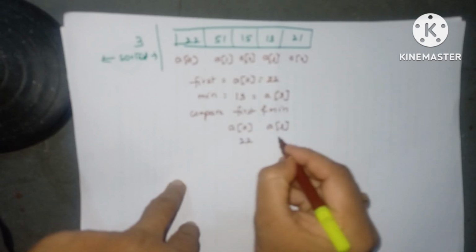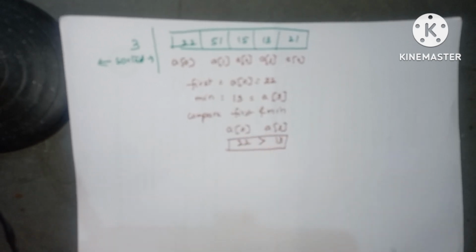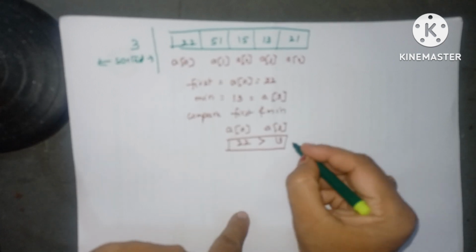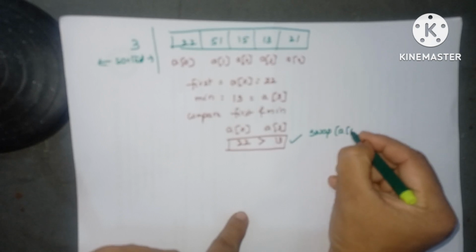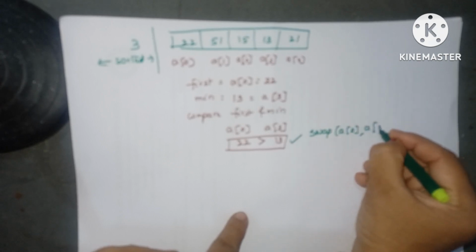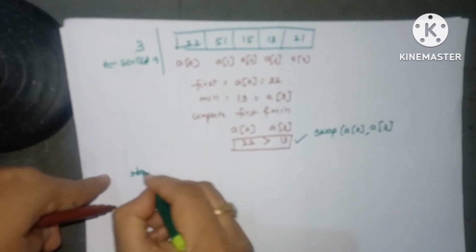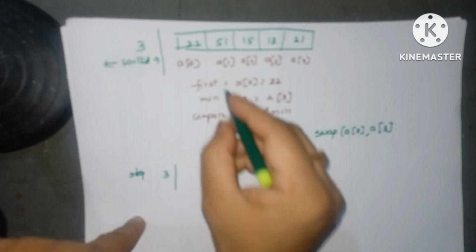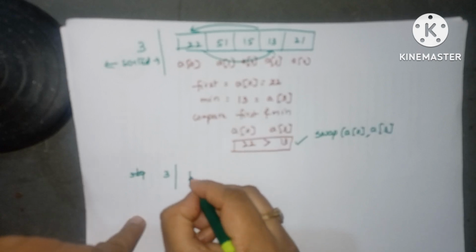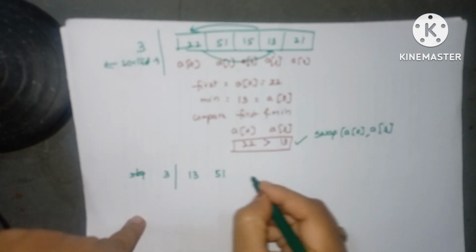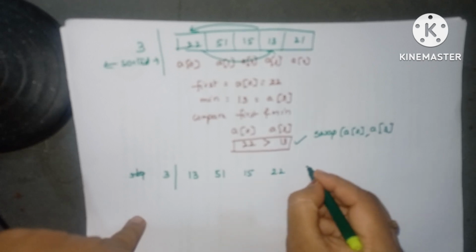A of 0 is 22, A of 3 is 13. 22 is greater than 13. Whenever the A of 0 value is more than the minimum value at A of 3, just swap it. Swap the A of 0 position and the A of 3 position. After swapping, 22 is coming here and 13 is swapped to here. So 13, 51 with no change, 15, 22, 21.